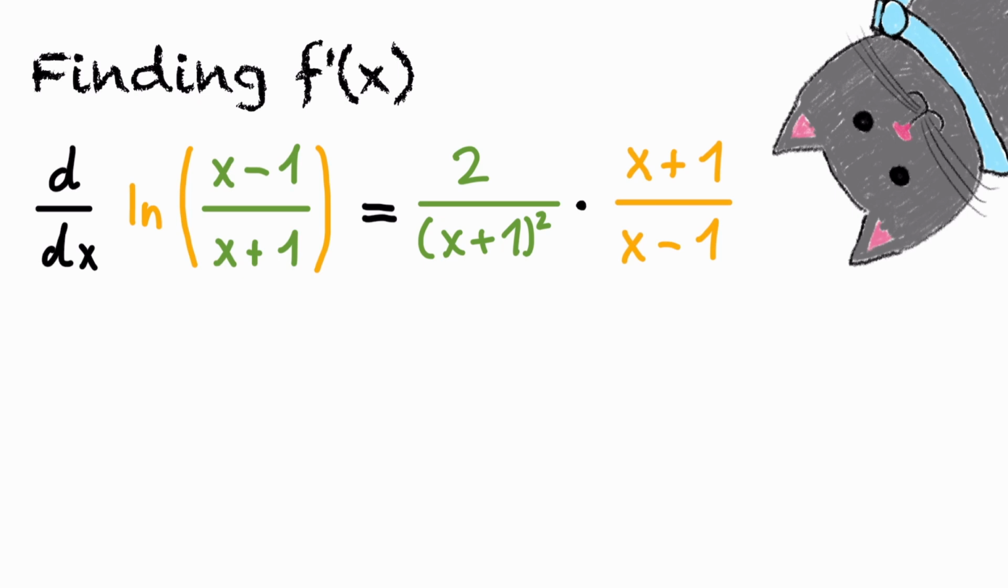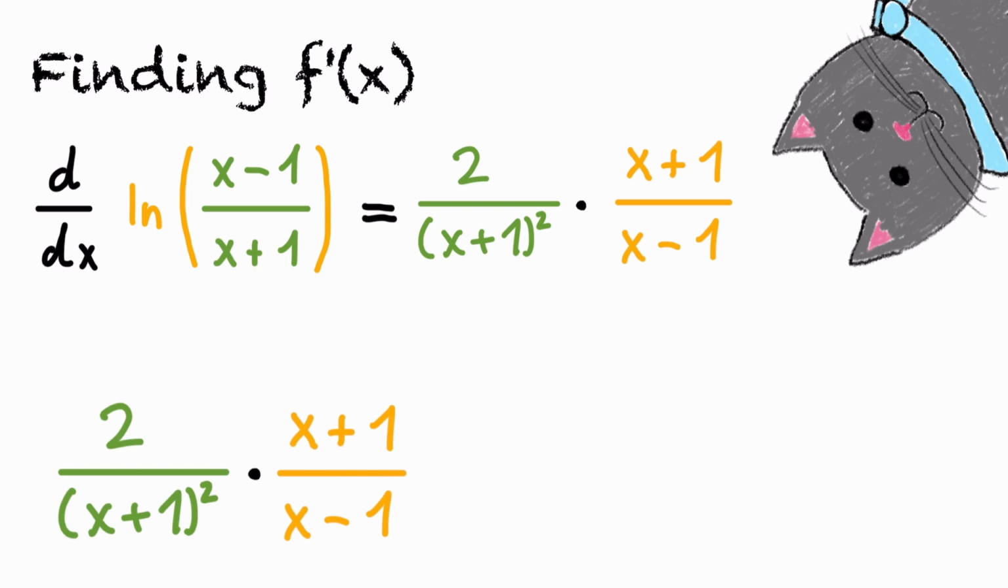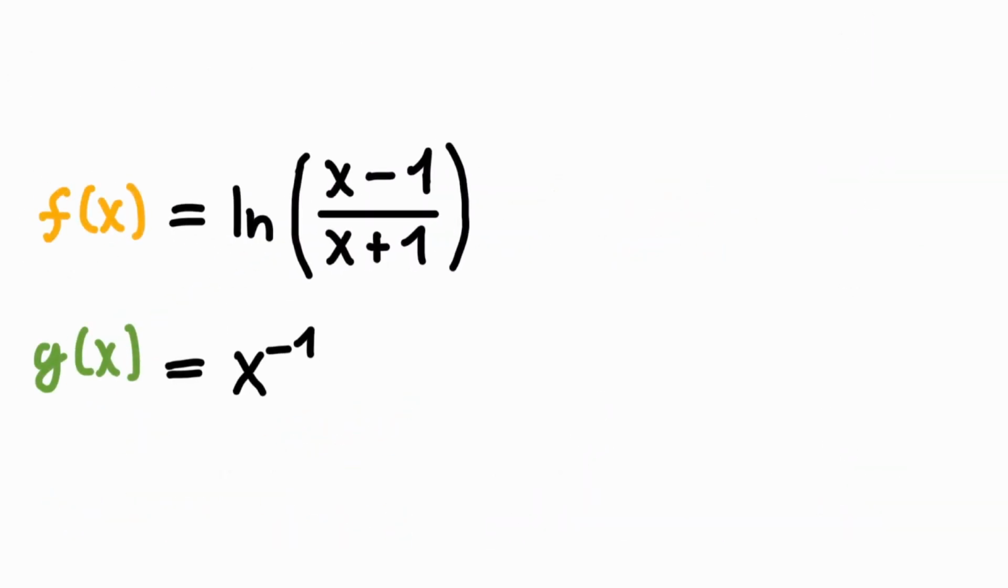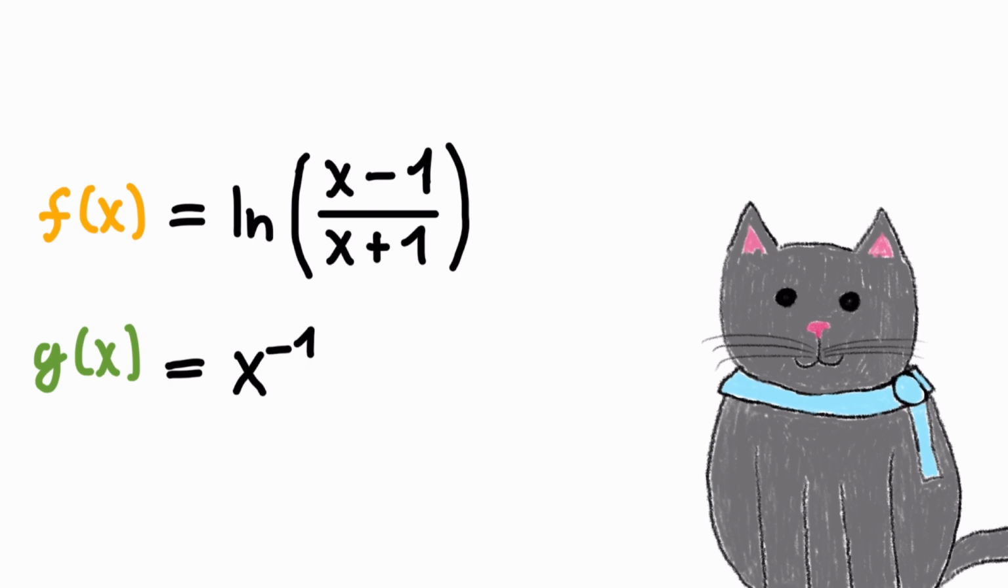However, we may be able to further simplify this expression. Noticing that the term x plus 1 occurs in both the denominator and the numerator, we can cancel these terms, resulting in f prime of x is 2 divided by (x plus 1) times (x minus 1). Resolving the binomial formula in the denominator, we arrive at f prime of x is 2 divided by (x squared minus 1). Remember that we started with the functions f of x is ln of (x minus 1) divided by (x plus 1), and g of x is x to the minus 1.